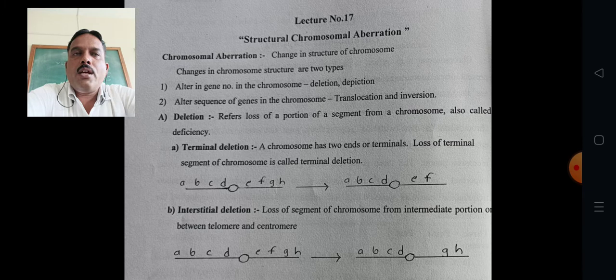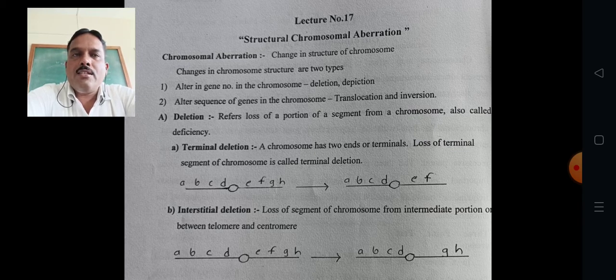Chromosomal abbreviations are of two types. The first one is the structural chromosomal abbreviation, and the second one is the numerical chromosomal abbreviation. In this particular course only the structural chromosomal abbreviations are given, which indicates that we have to study the change in the structure of the chromosome. So how may this change in the structure of the chromosome occur? There are two types.